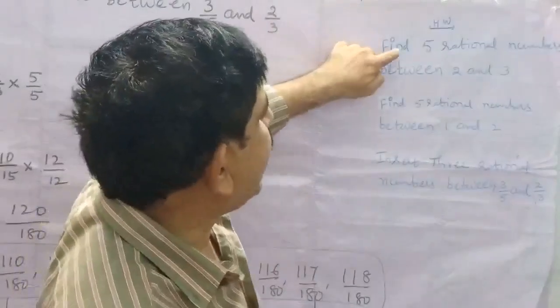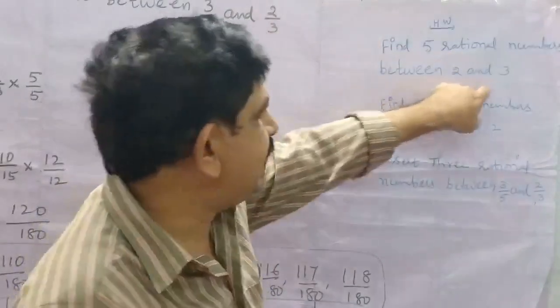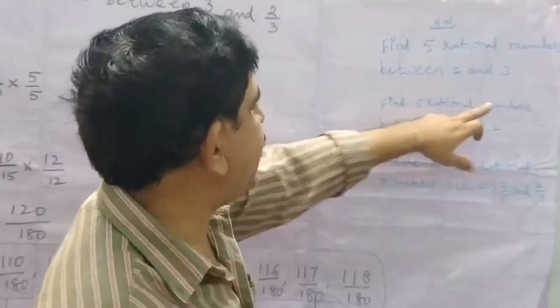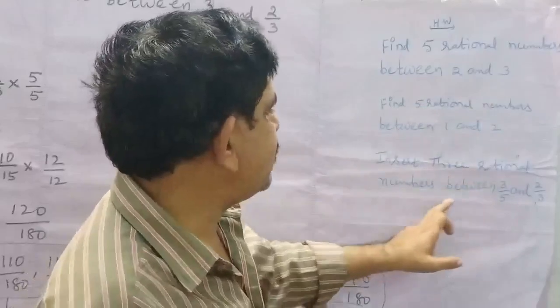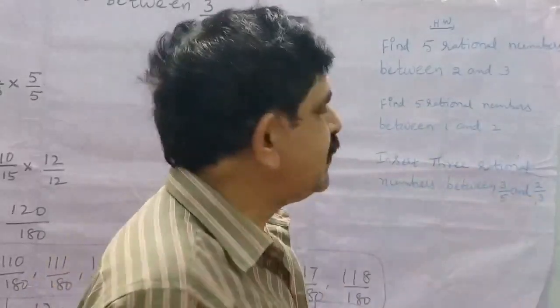So do these problems as homework. First one, find 5 rational numbers between 2 and 3. Second one, find 5 rational numbers between 1 and 2. Third, insert 3 rational numbers between 3 by 5 and 2 by 3.